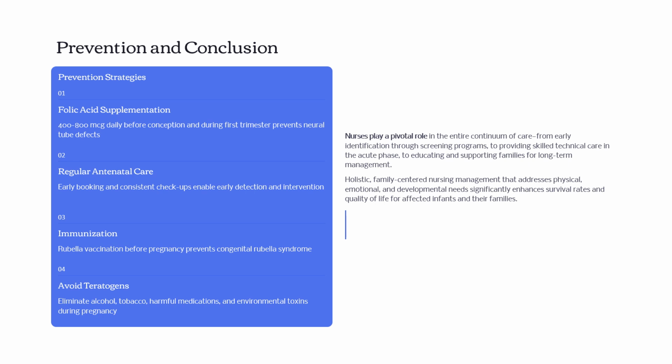And immunization. Most probably we focus on TT injections, and if needed, rubella vaccination before pregnancy. This can prevent congenital rubella syndrome especially. And the fourth one is to avoid teratogens, that is, exposure to unwanted things like alcohol, tobacco, harmful medications, and environmental toxins. This should be avoided. This is very important.